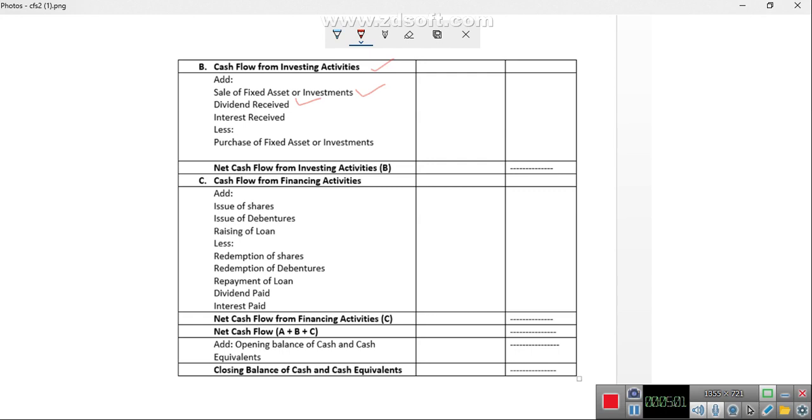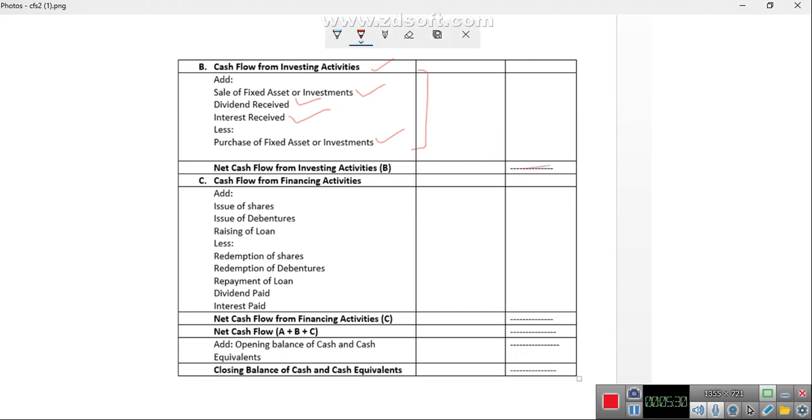Similarly, interest received is to be added here in the investing activities, because the company is receiving interest only if the company has invested somewhere, and subtract if there is purchase of any fixed assets or investment in the form of cash or bank. So you will get net cash flow from investing activities by adding or subtracting all these things.